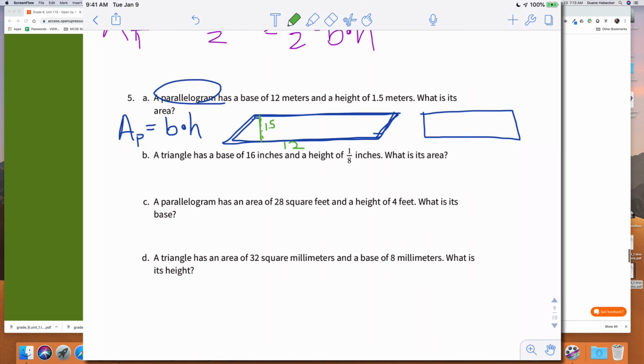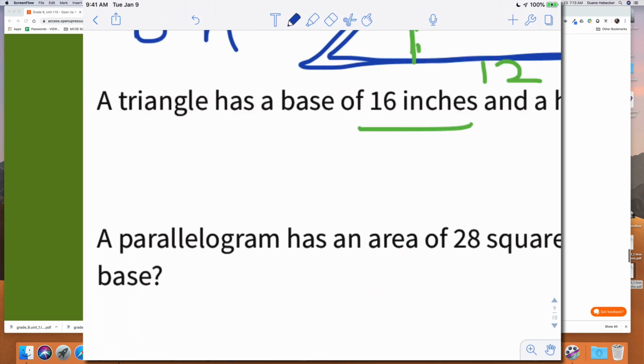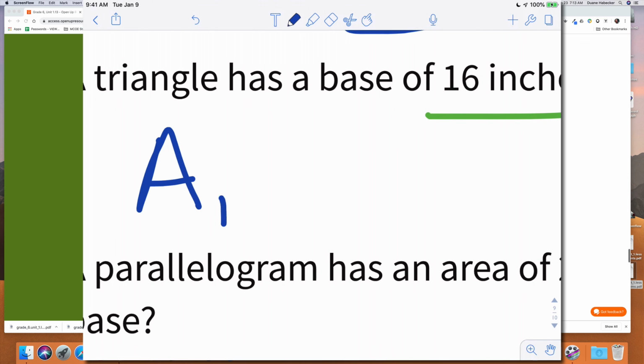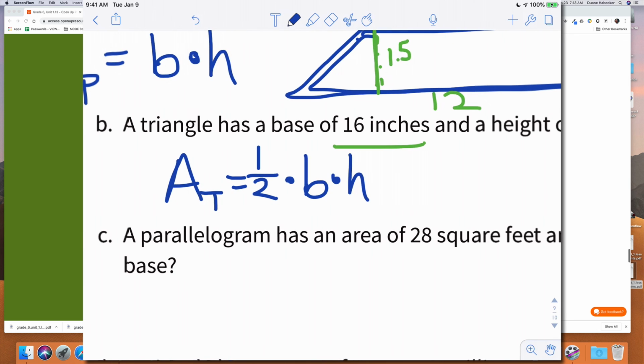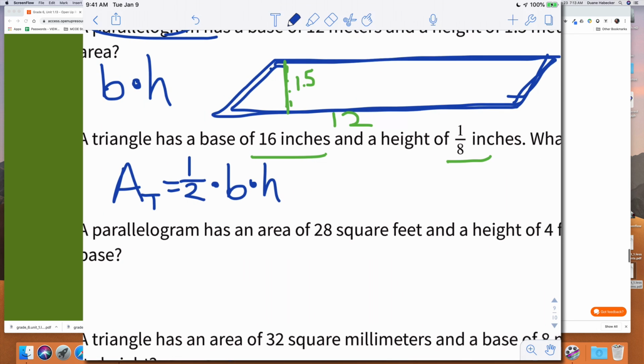A triangle has a base of 16 and a height of 1/8 inches. What is its area? Remember the area of a triangle. The formula for the area of a triangle is 1/2 times base times height. I'm going to choose this one today because I think the fact that we're using that 1/8 inch is going to make it a little trickier to think about dividing by 2. So we're going to do the 1/2 version.